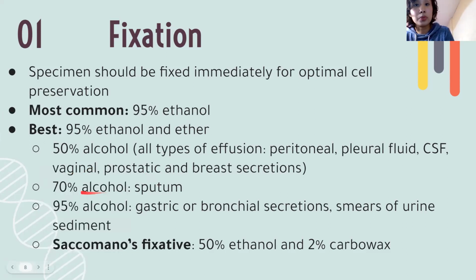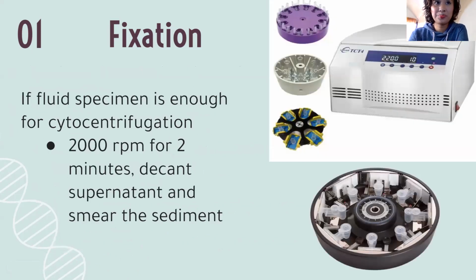70% alcohol for sputum. You could use, ano na yun class? Yung fixative for sputum, gendris, if I'm not mistaken. We have 95% alcohol for gastric secretions and urine sediments. Also, class, as a preservative, yan, Saccomano fixative or preservative, 50% ethanol and 2% carbowax. This is interesting because there is a carbowax component.